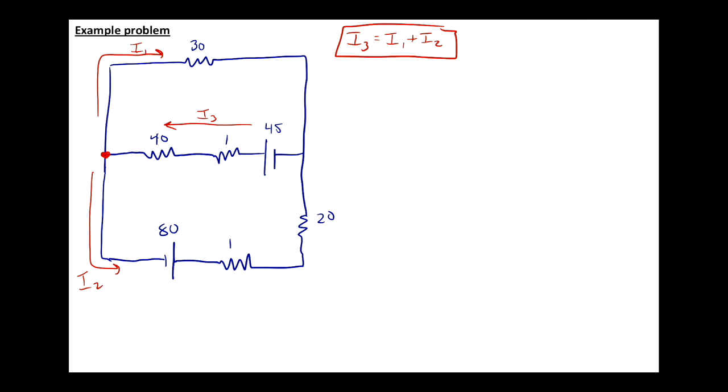You'll notice we have the values for both batteries and all resistors. The only thing I don't know is all 3 currents. So there are 3 unknowns in this problem, which of course means I'm going to need 3 distinct equations. We could generate many more equations than that, a variety of different equations. We just need 3 to be able to solve the problem.